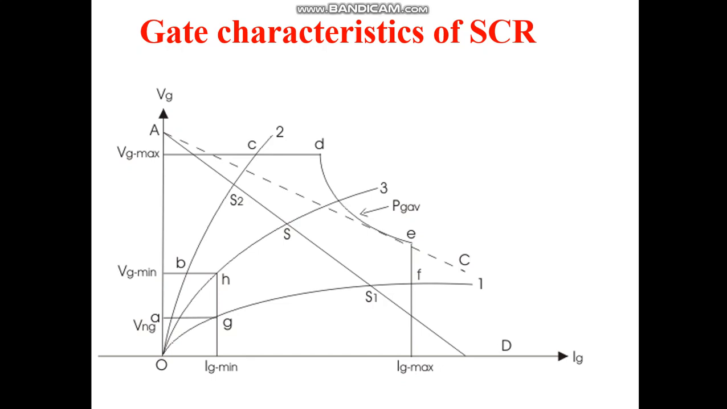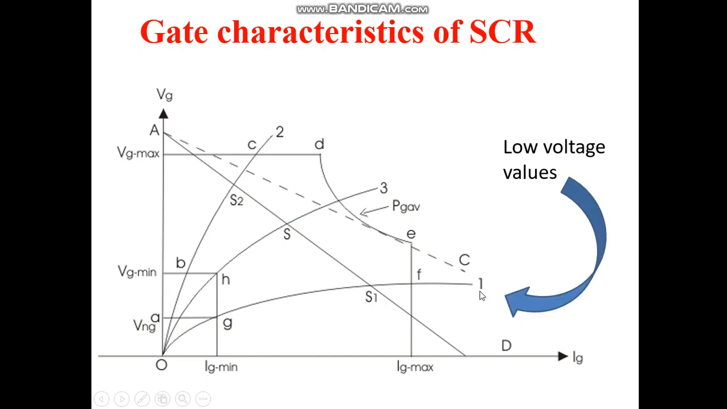Here we have three curves: curve 1, 2, and 3. Curve 1 is near the x-axis, where current is high and voltage is low. So curve 1 indicates the low voltage values, and curve 2 indicates high values of voltage.